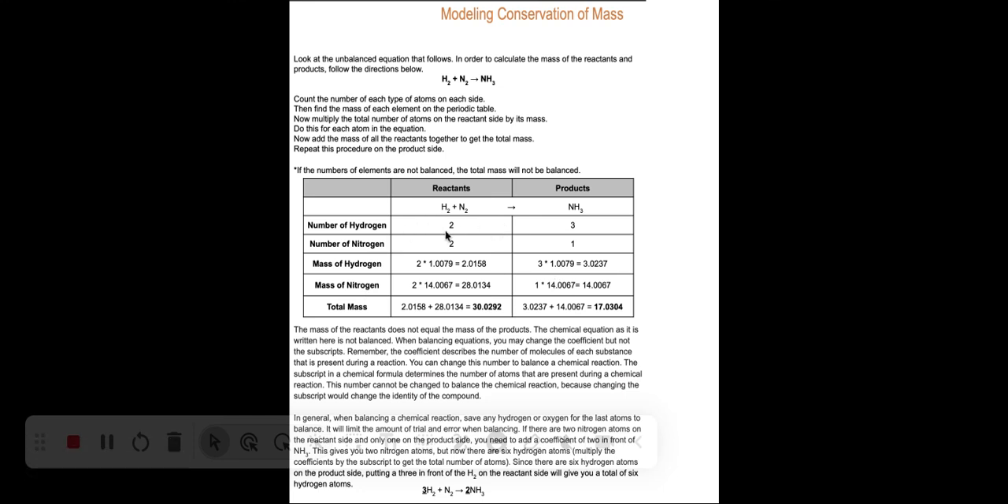So what we are focusing on is the number of hydrogen atoms on the reactant needs to be equal to the number of hydrogen atoms on the product side. The mass of the reactants does not equal the mass of the products. The chemical equation as it is here is not balanced.